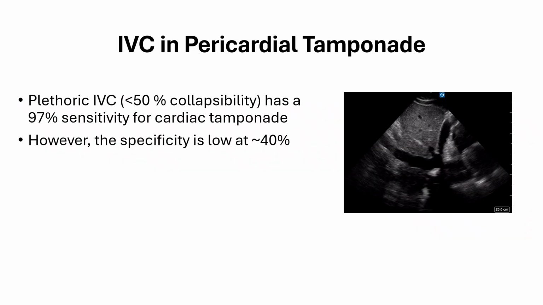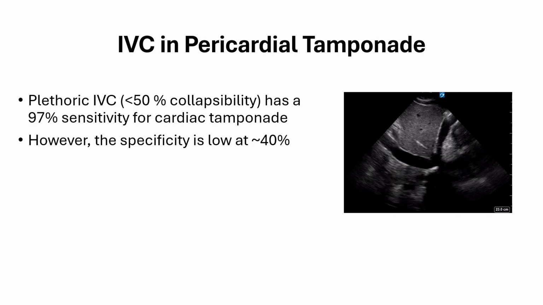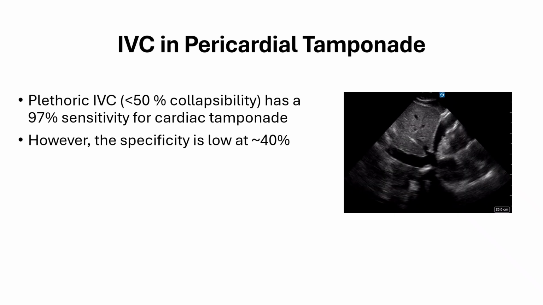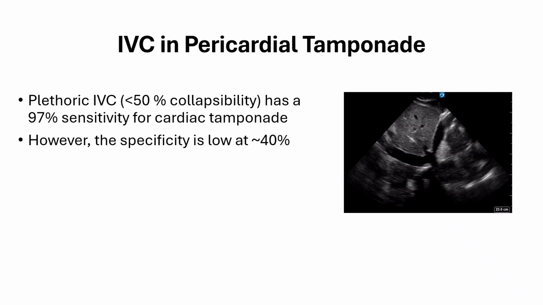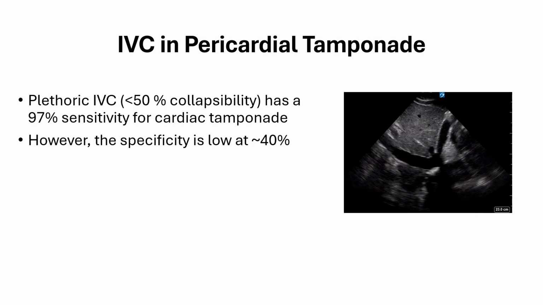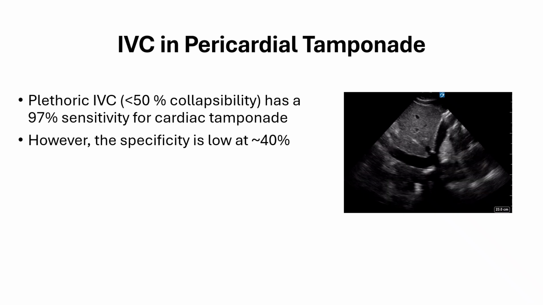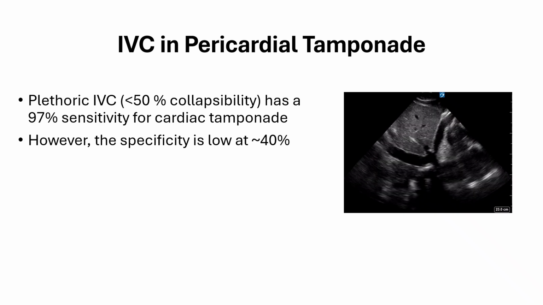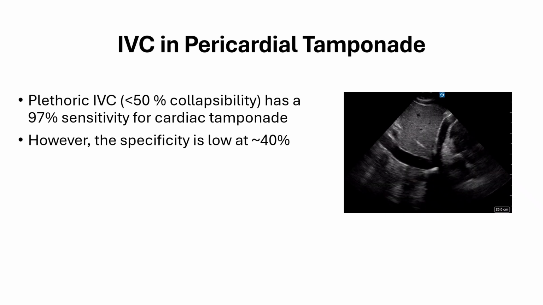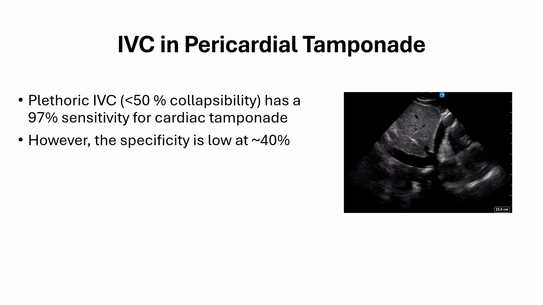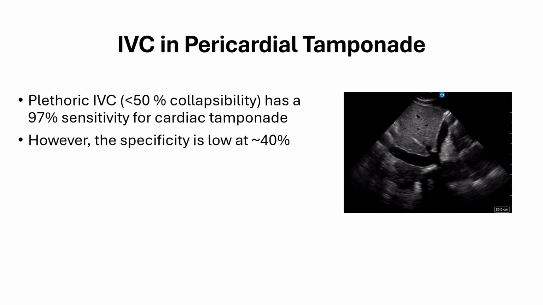Here in this presentation, we mentioned that IVC can be used in estimating the chances of your patient having pericardial tamponade. Plethoric IVC, which is defined as less than 50% collapsibility, has a 97% sensitivity for pericardial tamponade. But because there are so many different things which can give you dilated IVC, the specificity by itself is quite low. So if your patient doesn't have plethoric IVC, he or she is unlikely to have pericardial tamponade. But if your patient has plethoric IVC by itself, it doesn't mean that the patient has pericardial tamponade. Please pause the video if you need more time to review this slide.